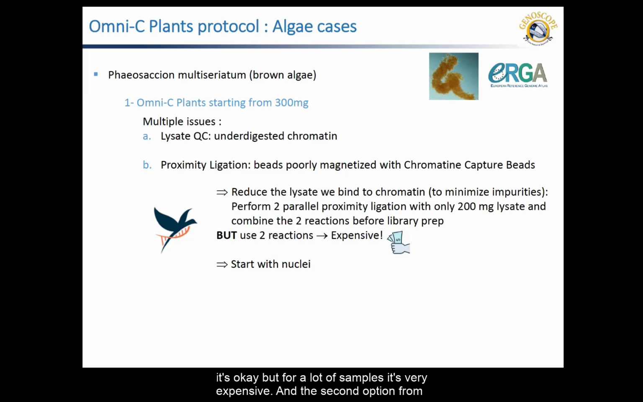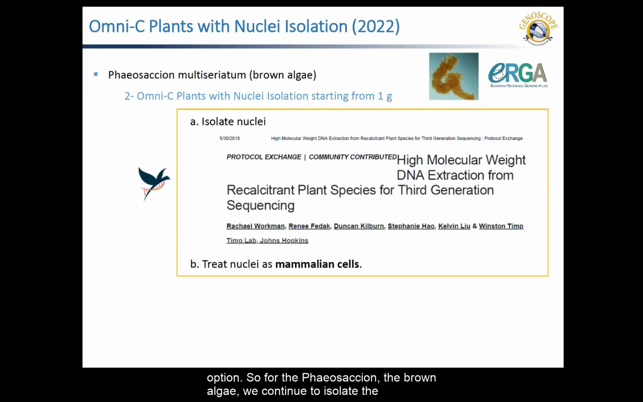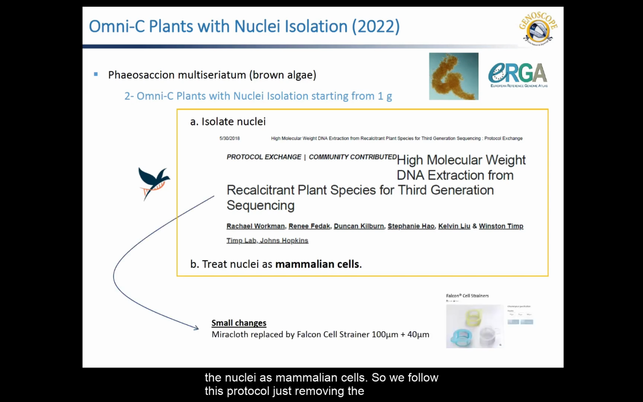And the second option from Dovetail was to start with nuclei, so that's why we start with this new option. So for the phaeophyceae, the brown algae, we continue to isolate the nuclei. Dovetail advises to follow this protocol from Workman, and then treat the nuclei as mammalian cells. So we follow this protocol, just removing the Miracloth by the cell strainer, because we used to do that in our protocols.